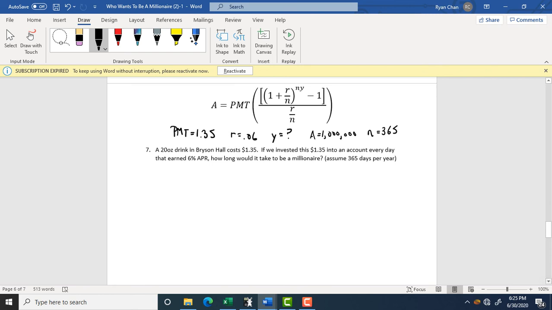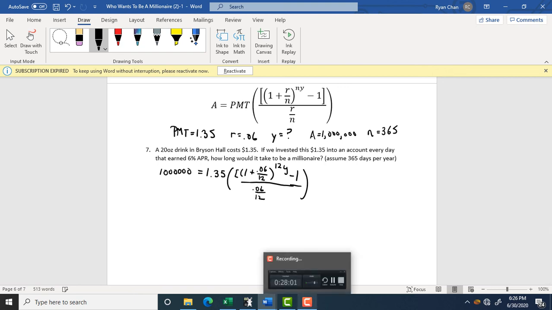Okay, so I'm going to plug everything in, so it's going to look like this. I have $1 million in for A. PMT is 1.35. So it looks kind of weird. Okay, so let's explain what we're going to do. I'm going to try to solve for y.